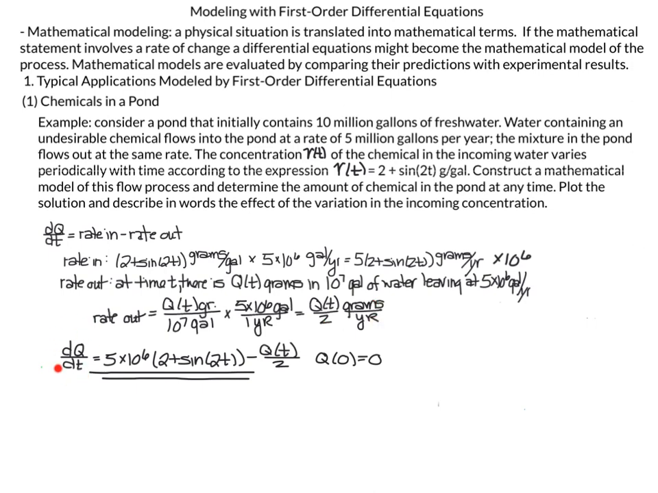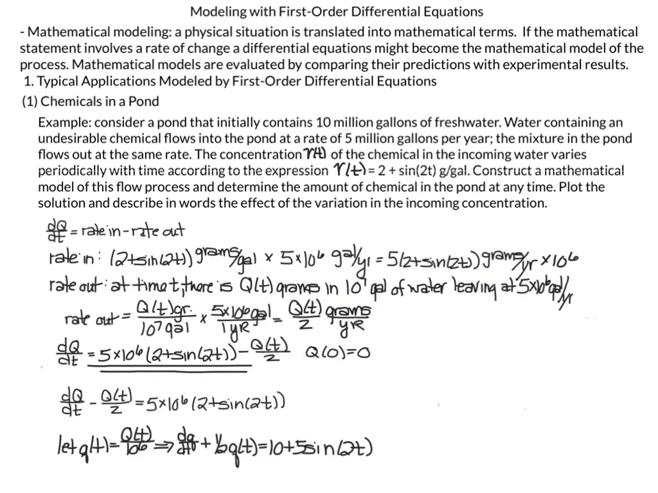So dQ/dt is equal to rate in minus rate out, and we get this equation: 5 times 10 to the 6th times (2 plus sine 2t) minus Q(t) over 2, and Q naught is equal to 0. To make our lives a little easier, we're going to define a new function, little q of t, which is big Q of t divided by 10 to the 6, so we don't have all these exponents. Our formula then becomes dq/dt plus 1/2 q of t is equal to 10 plus 5 sine of 2t. That comes from here.